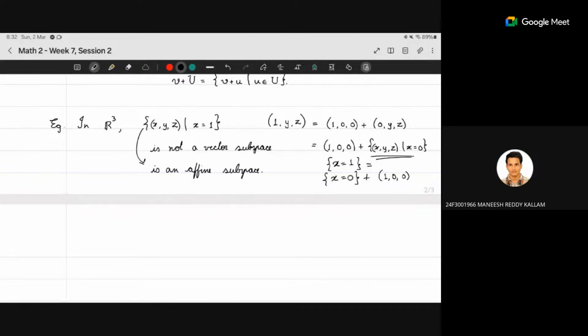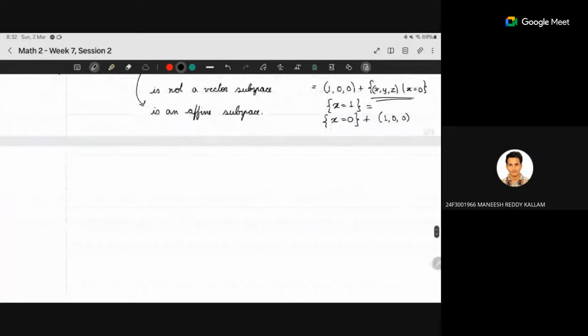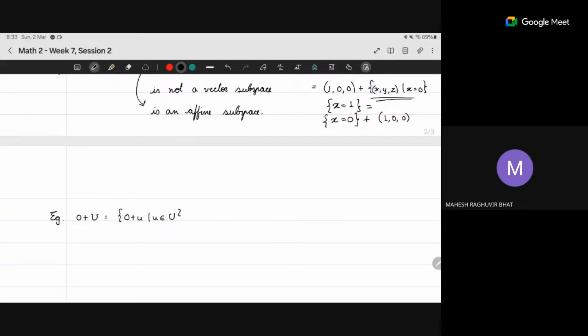Sir, 0 plus u, can we say it is an affine subspace? Yes. But what is 0 plus u? Adding the 0 point. But addition of 0 gives you what? These are all the elements, 0 plus u, u in u. But what is 0 plus u? 0 is an additive identity, right? So what would 0 plus u be? u. So this is just u where u is in u, which is just u.